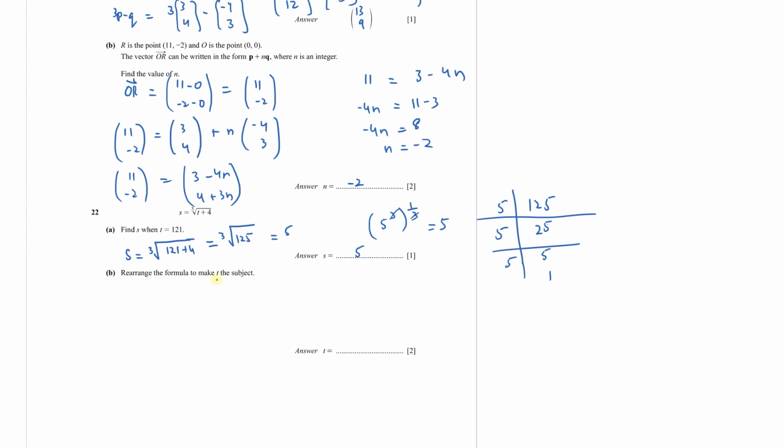Rearrange the formula to make t the subject. So the original formula is S equals cube root of t plus 4, this one. Now I can take cube on both sides. So this becomes S cube, and this is cube root of t plus 4, whole cube. So this cube root and this cube cancel out. So I get S cube equals t plus 4, and I take 4 to the other side. I get t equals S cube minus 4. So S cube minus 4.